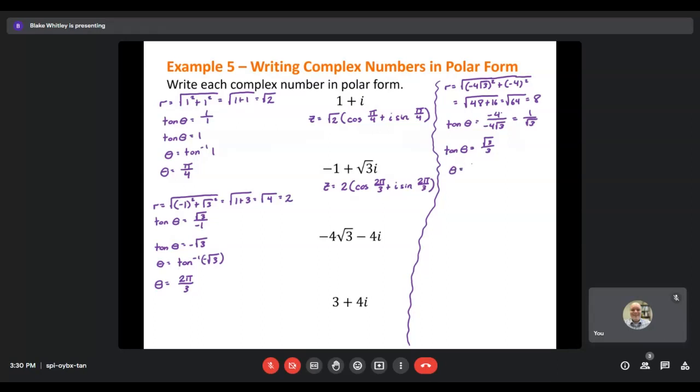Now we're going to take our inverse tangent of square root of 3 over 3. And since it's positive, we're either in the first or the third quadrant. In this case, though, because the real and imaginary parts of our original number were both negative, that's going to put us in the third quadrant. So our answer here is going to be 7 pi over 6.